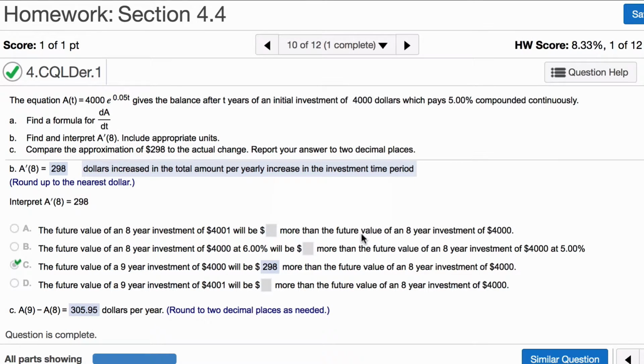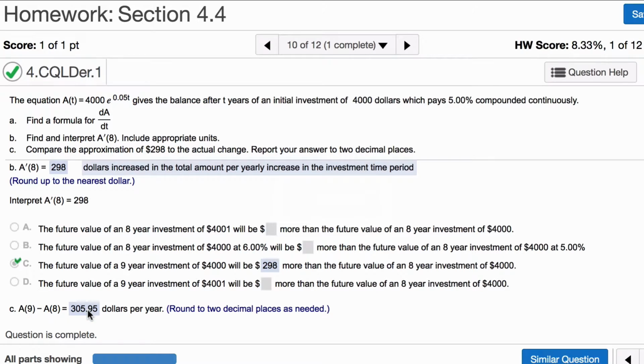So let me pause this. Did you notice what we did here? Now, the 298 was the approximation given by the derivative, but the exact change was actually a little bit higher than that. Sounds like almost $8 higher, but still it's fairly close. So sometimes the derivative gives us a really close amount, and sometimes it's a little bit off.